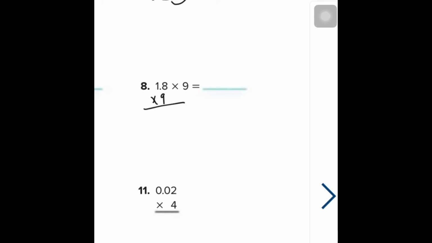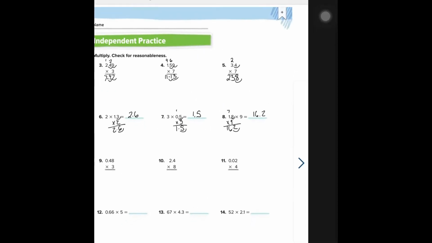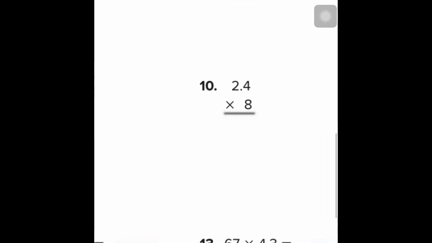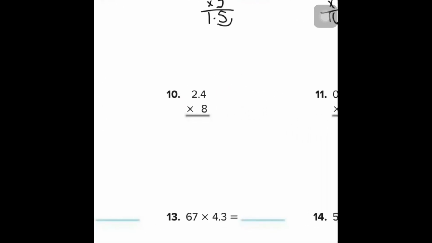Number 8. I'm going to bring the 9 right here. 8 times 9 is 72. 9 times 1 is 9 plus 7 is 16. 1 decimal spot over. So we have 16.2. Number 9. 3 times 8 is 24. 3 times 4 is 12, 13, 14. 3 times 0 is 0. Bring down the 1. 2 spots over. 1.44.